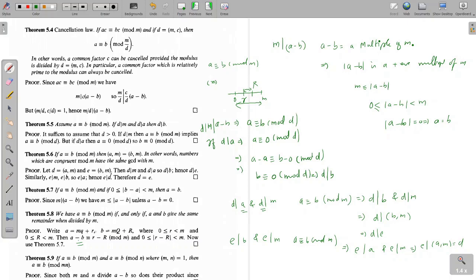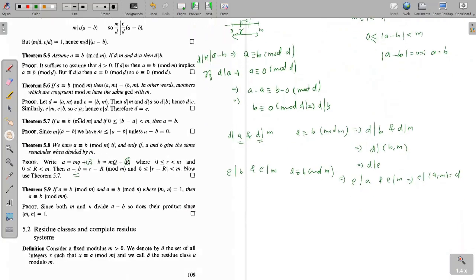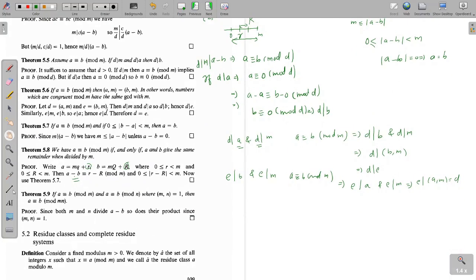For the converse part, if you assume small r is equal to capital R, then by taking the difference you can get A minus B is equal to M times Q minus q. So that is always a multiple of M. Hence A minus B is a multiple of M. Then A is congruent to B mod M. That is the comparatively easy part to prove. Now we have 5.9. This is the last theorem of section 5.1. We can easily prove 5.9 as well.